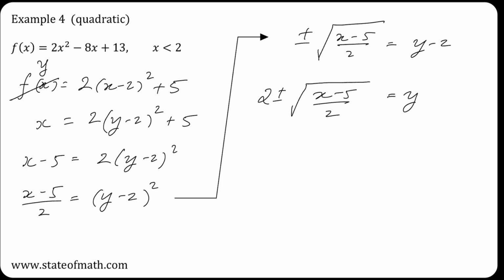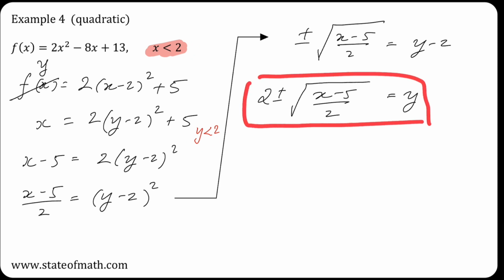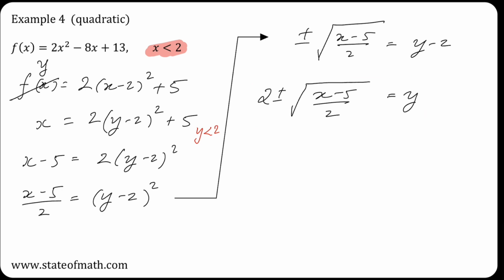Let's go back to the domain, which was x less than 2. When I interchange the roles of x and y at this step, I should also include y is less than 2, and I got this by using the domain and changing the x with the y. So when I come to this step, because I need y to be less than 2, I'll need to keep the minus sign and ignore the plus. So my inverse function is 2 minus the square root of x minus 5 over 2.